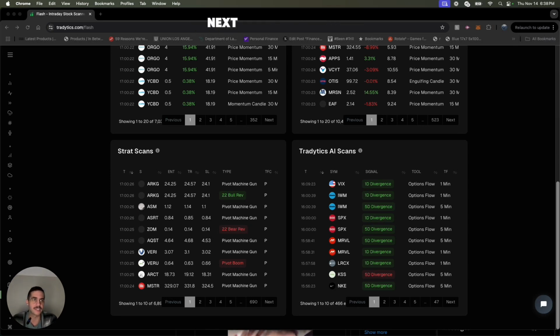Next up, we have Tradytics AI scans, and really the one thing with this is divergence. Divergence happens when the stock's price moves in one direction while the underlying indicator like volume or momentum moves in the opposite direction. For example, a one-day divergence might indicate a short-term trend change, while a 5-day divergence suggests a longer potential shift. So now when we look at some real examples, this may sound fancy, but it just means there's a difference between the stock's price and its momentum.